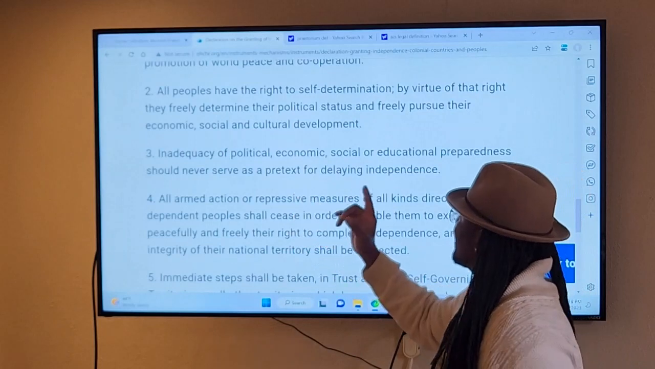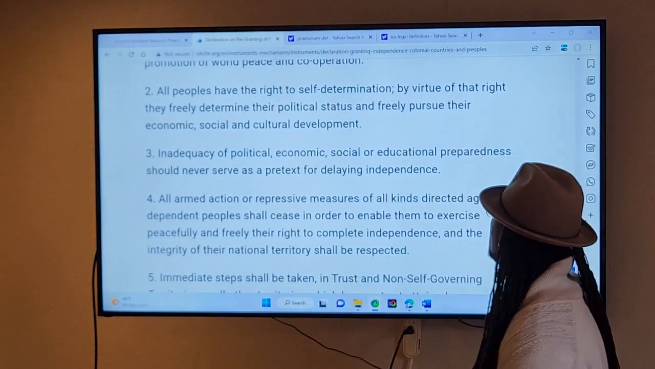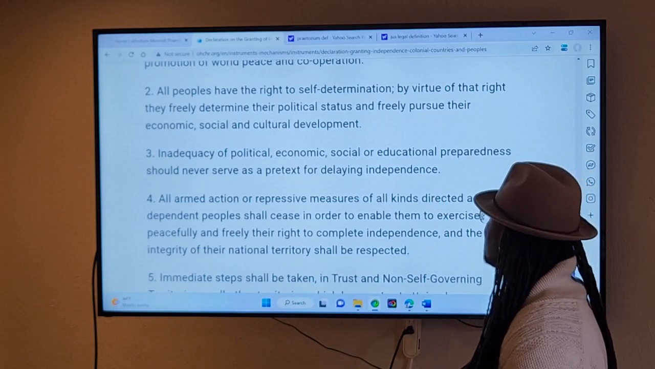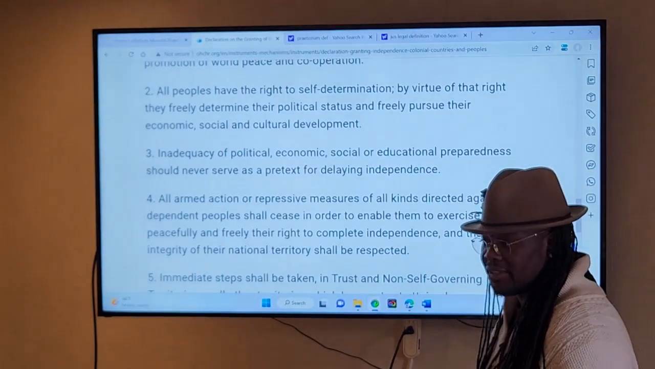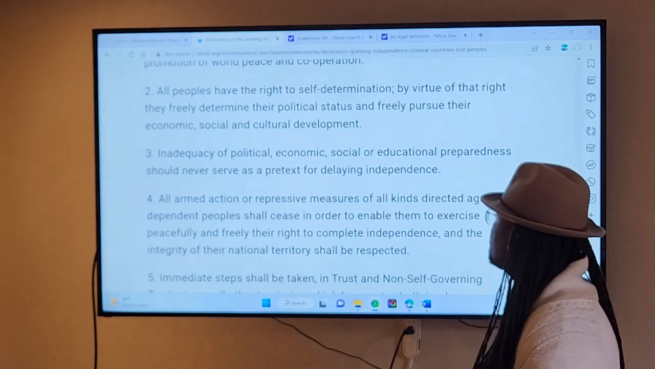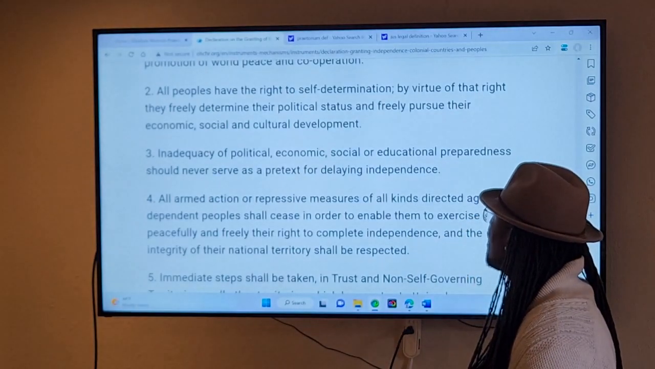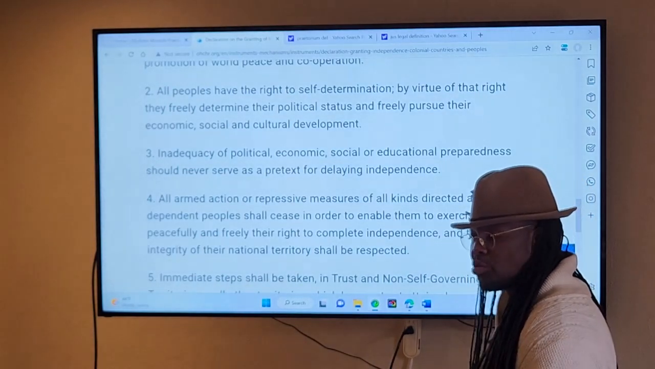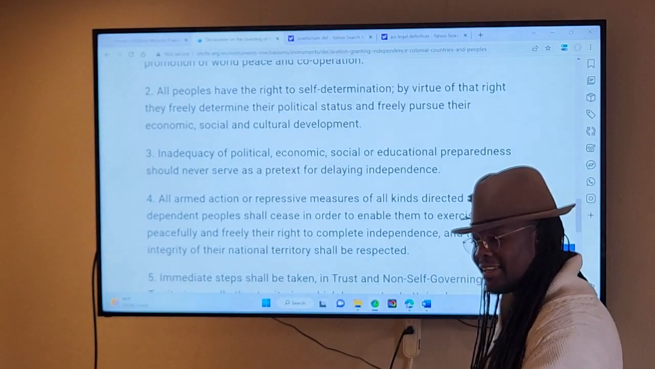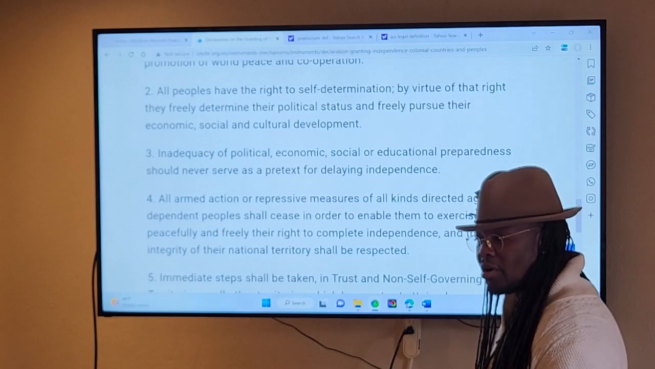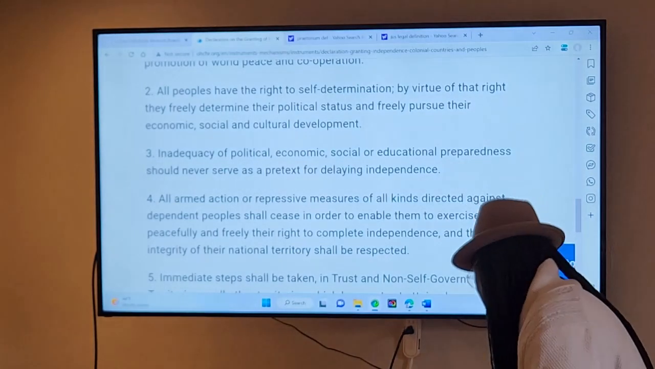Article 3 right here says inadequacy of political, economic, social, or educational preparedness should never serve as a pretext for delaying independence. And this is the United Nations talking in its 1514 document. They can't delay our independence because we're not as prepared as they are, and they have had a 200-year head start. Right?